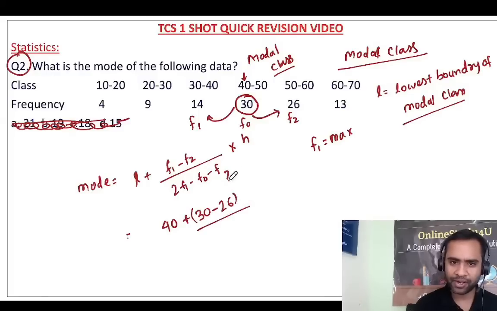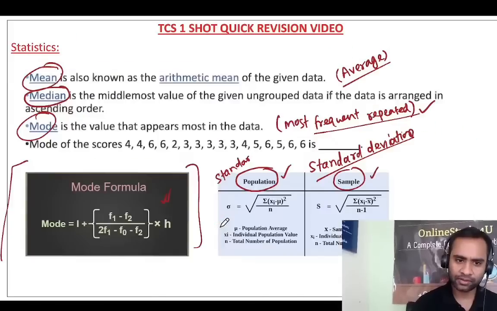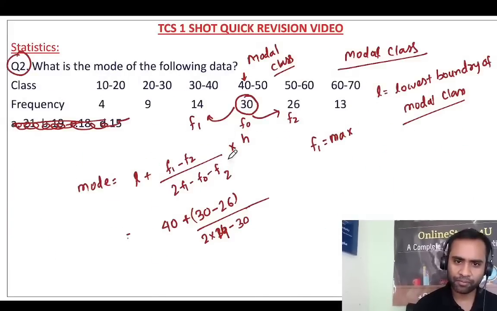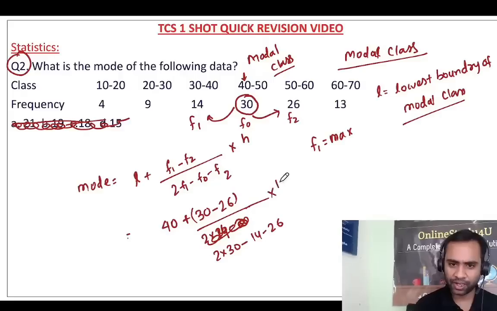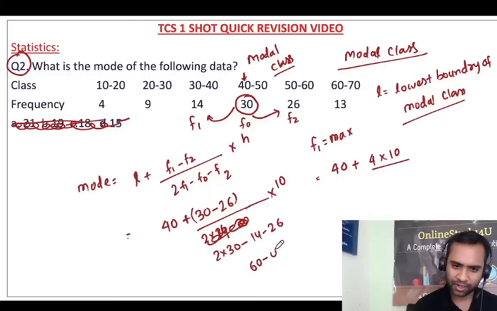Okay, and then divided by 2f1. So 2 into 30 minus f0, it is 30. Sorry, f1 is nothing but 14. So just a minute, it is 2f1, right? So 2 into 30 minus 14 and minus 26 into 10. So this will be 40 plus 4 into 10 and divided by 60, right? So 60 minus 40.